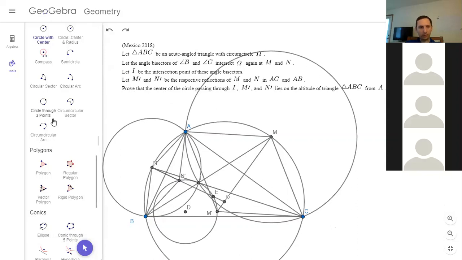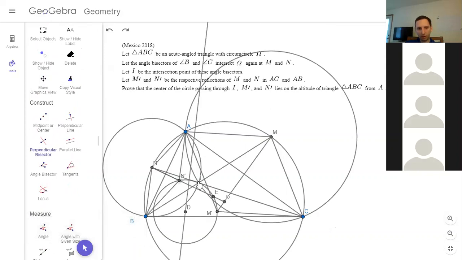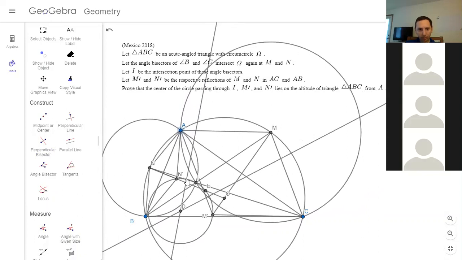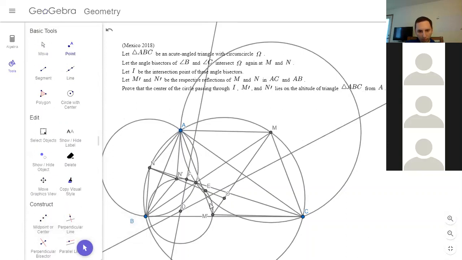Never mind. Okay, so let me look at my perpendicular bisectors. Maybe it passes through another. It looks like it passes through that intersection point, kind of, right? I think... well, no, because on this side it doesn't. So I think that's just an illusion.